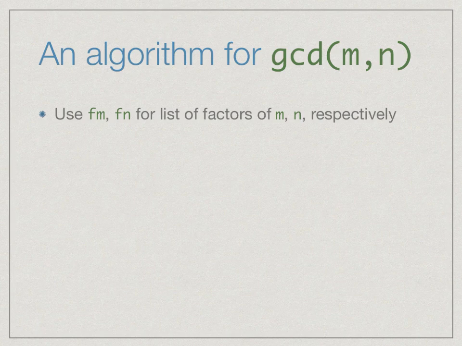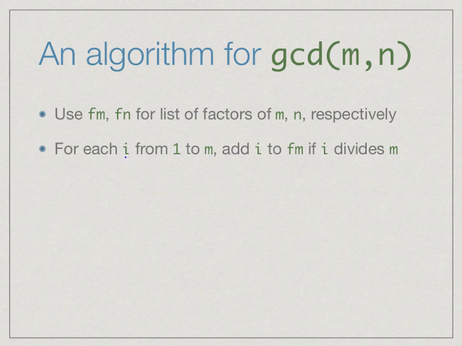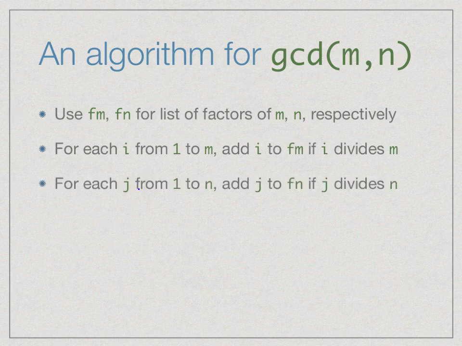So what we do is that we run through the numbers 1 to m. For each i in this list 1 to m, we check whether i divides m, whether m divided by i has remainder 0, and if so, we add it to the list factors of m, or fm. Similarly, for each j from 1 to n, we check whether j divides n, and if so, we add it to the list fn. Now we have two lists, fm and fn, which are the factors of m and the factors of n.